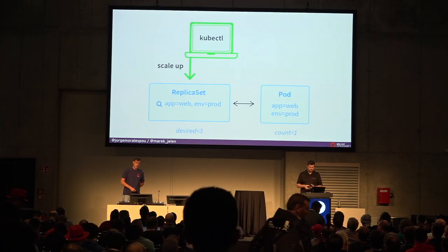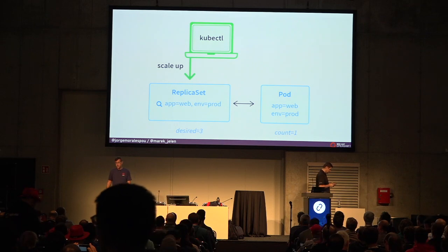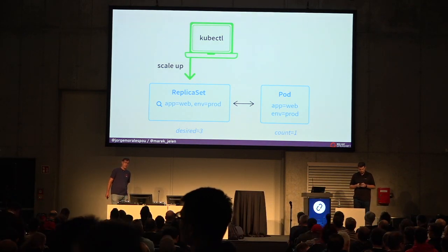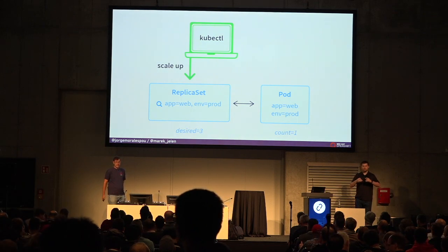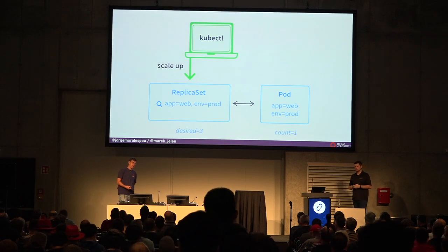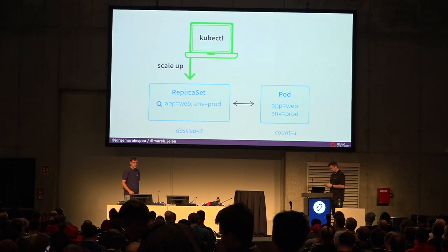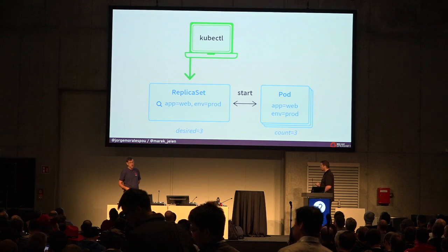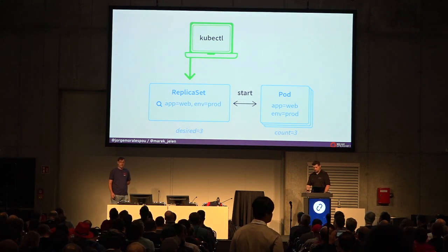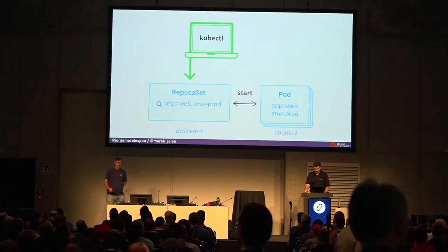Kubernetes is a declarative platform, so it will look into the state that you as a user have declared you want your application to have, which in this case is 3 instances, and it will look into the real state that your application has in the cluster. In this example, there is 1 instance, and it will just scale it up. So it will create a couple of instances more to match your desired state of 3 instances of your application.